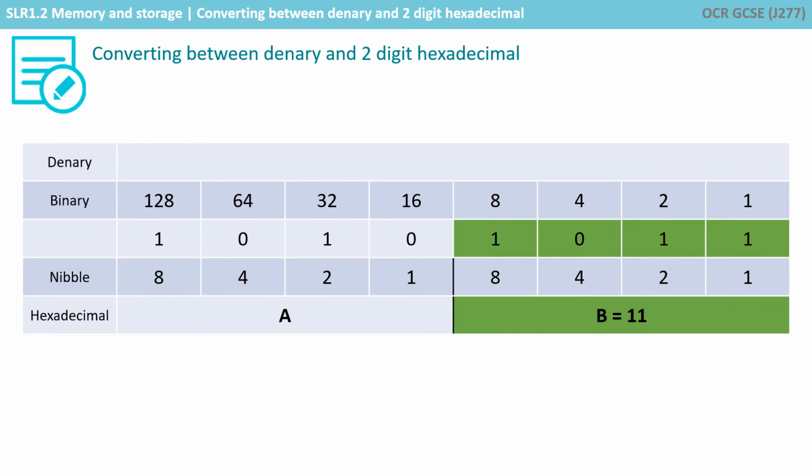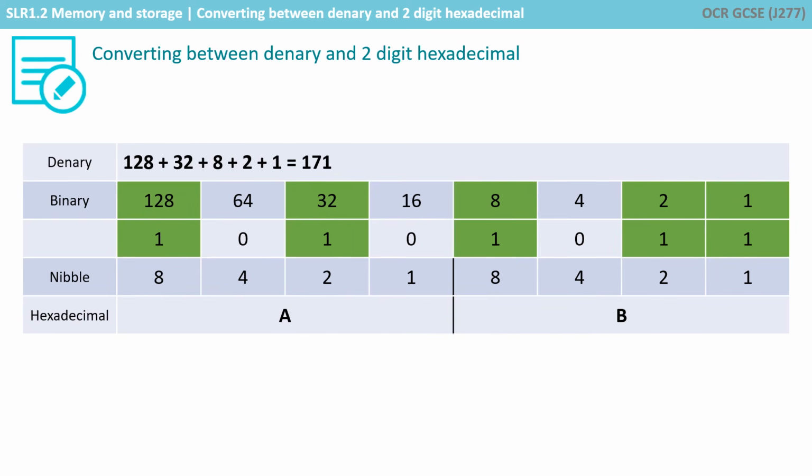We do exactly the same thing with B. The hexadecimal digit B needs to turn into 4 bits or a nibble. B in hex is 11, so we want an 8, 0 4s, a 2 and a 1. 8, 9, 10, 11. So now we have our binary equivalent of the hexadecimal AB, and that's 1010, 1011.